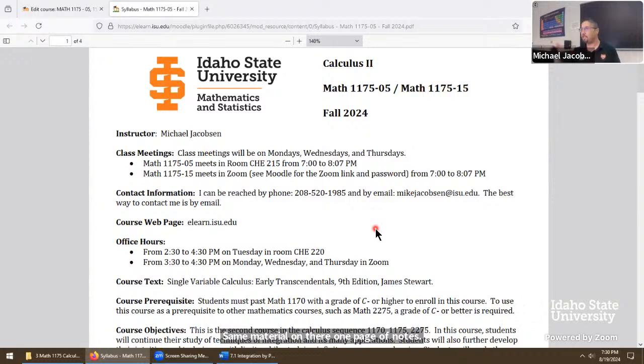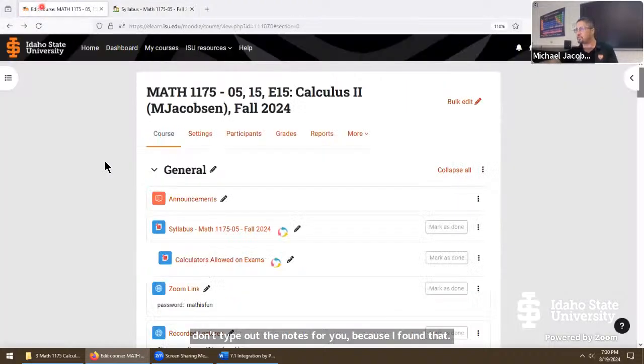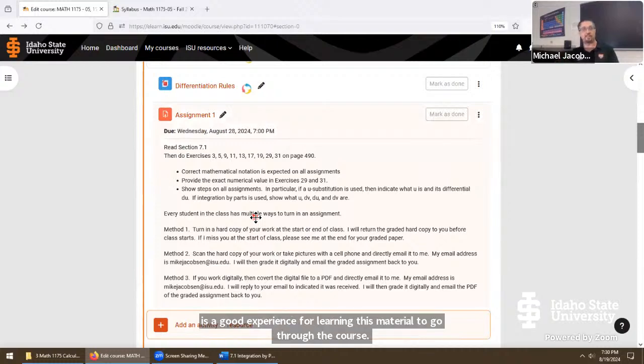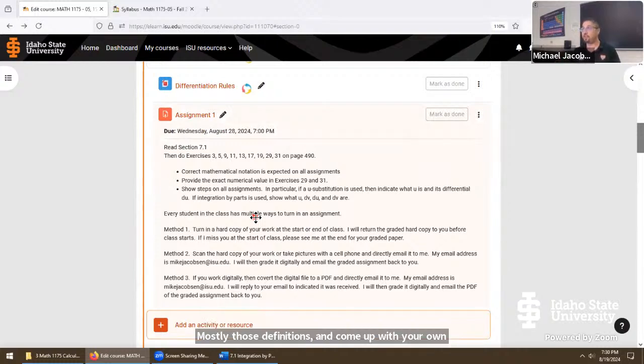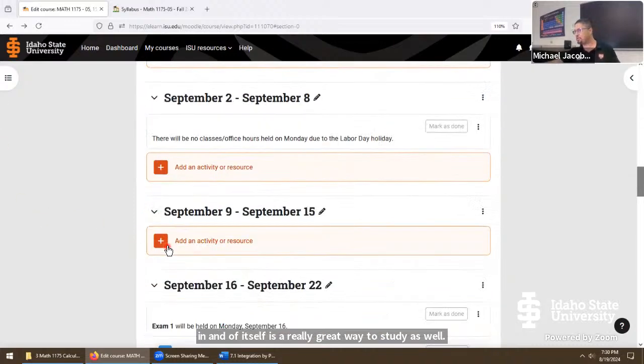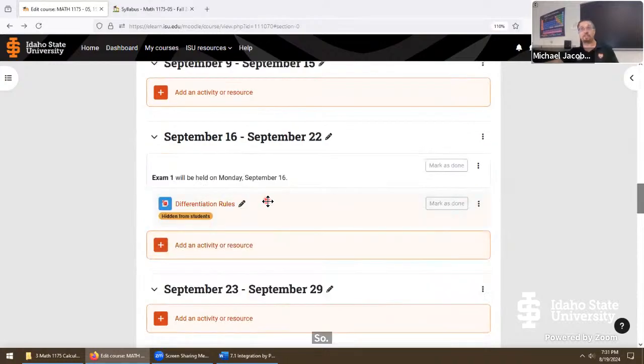You just can't share that page from one student to the next during an exam. Does that make sense? Okay. I don't type out the notes for you because I found that it is a good experience for learning this material to go through the course, go through those definitions, and come up with your own curated list of what you want to support yourself on the exam. That in and of itself is a really great way to study as well. So I usually don't supply any of those notes. I leave it all up to you. So I'm not robbing you of that experience.